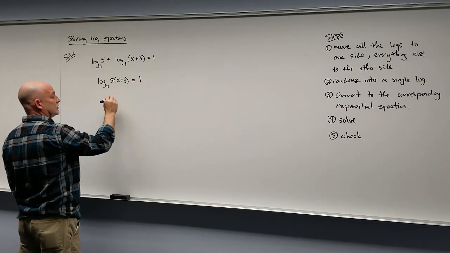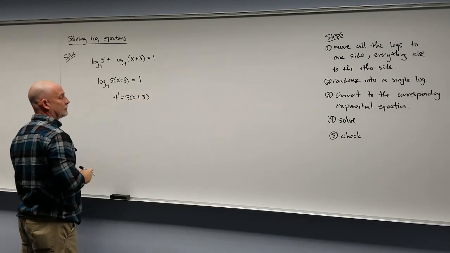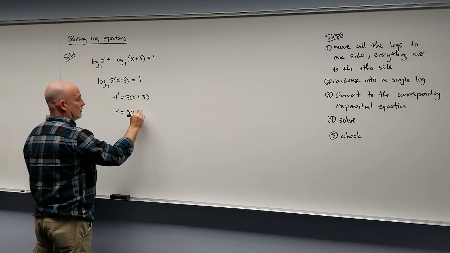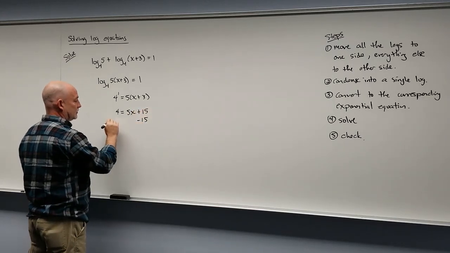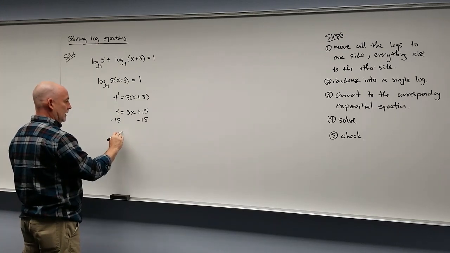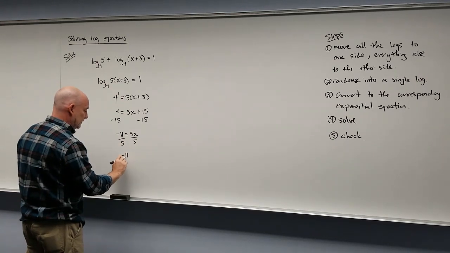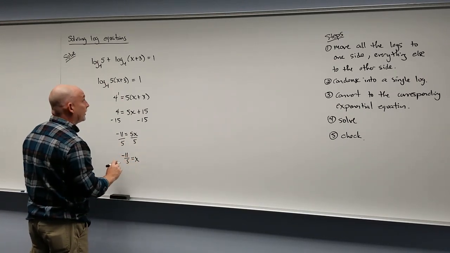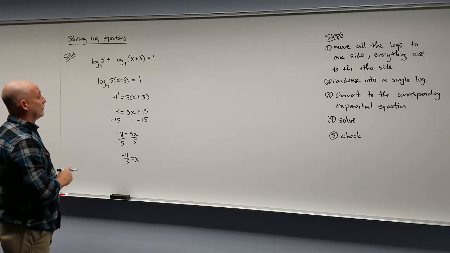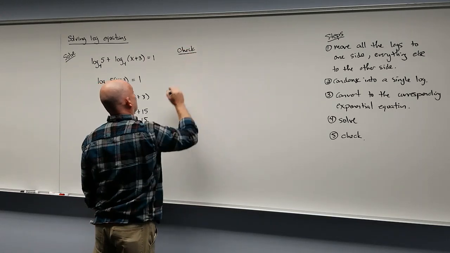4 to the first is equal to 5 times x plus 3. This appears to be a linear equation, so let's go ahead and solve that. 15 goes to the other side. So I get negative 11 is equal to 5x, divided by 5. So I get negative 11 fifths equals x. All right, well, let's see what we end up with here. Let's see if we can check this. Sometimes the check is a little messy.